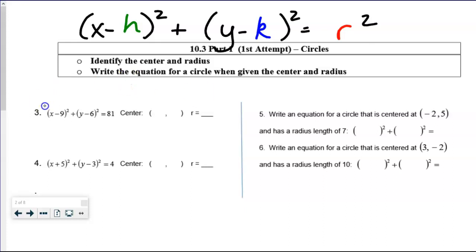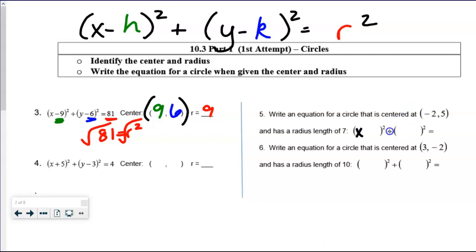So our center for number 3 is located at h comma k. So this particular one is located at positive 9 comma positive 6. So some of you were thinking, oh, opposite signs on both of them this time, and that's a fine way to think about it. Now this number, 81 is equal to r squared. So if you want just r, you're going to have to square root both sides of this. So r equals 9. All right, moving over here, can you create the equation of the circle if I give you the information you need?